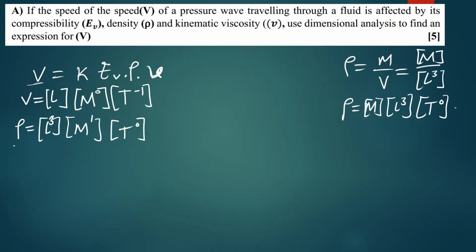Then we also have to find the dimension for compressibility. Okay. Sir, I have a question on the density. Yeah, it's supposed to have a negative. Okay, sir. Thank you. I just saw it. The moment you said it, sir, I knew I had made a mistake somewhere. Okay, so it's supposed to have a negative 3 there.